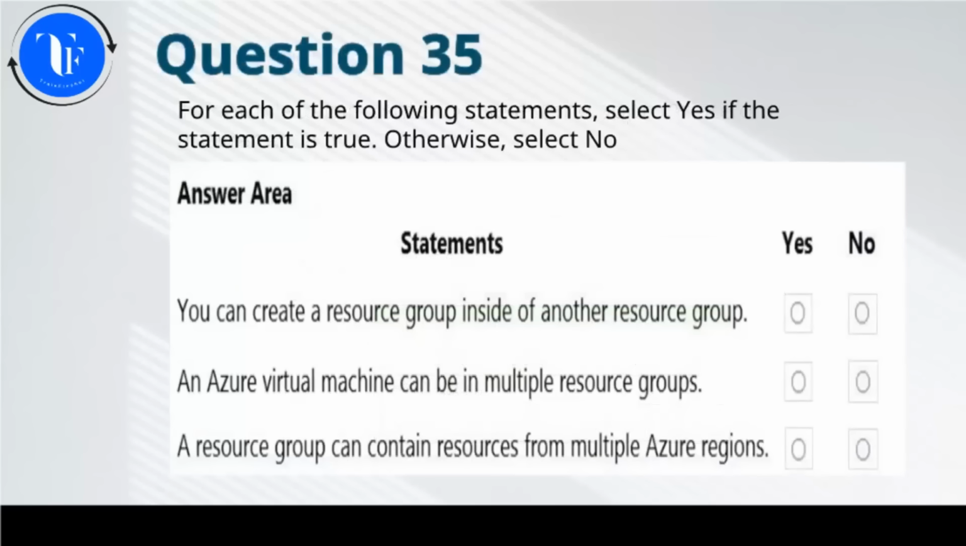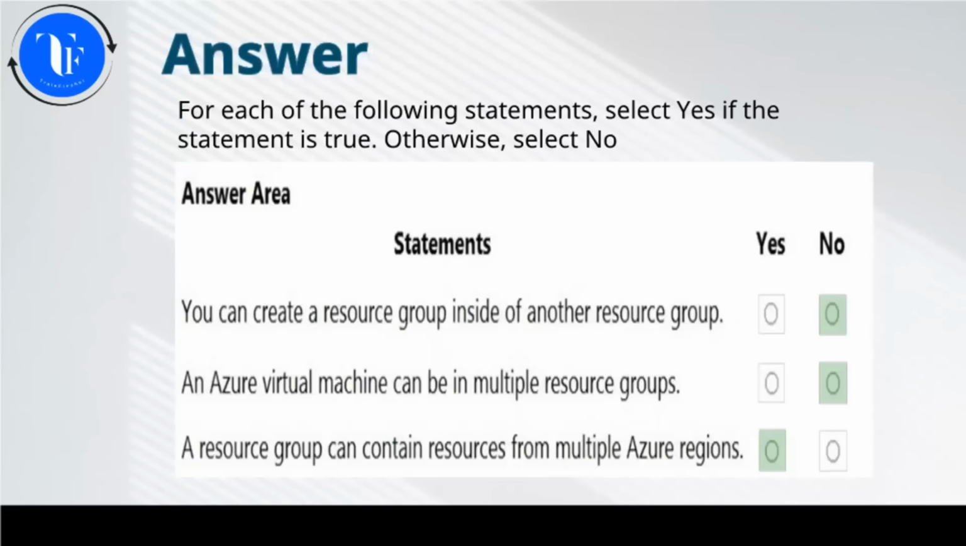Question 35. For each of the following statements, select yes if the statement is true. Otherwise, select no. You can create a resource group inside a resource group. An Azure VM can be in multiple resource groups. A resource group can contain resources from multiple regions. You can't create a resource group inside a resource group, so it's no. An Azure VM cannot be in multiple resource groups, so it's no, because one resource can be in one resource group only. A resource group can contain resources from multiple regions is right.